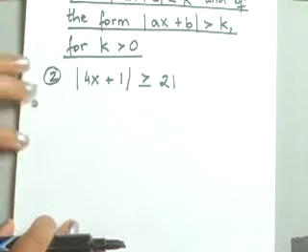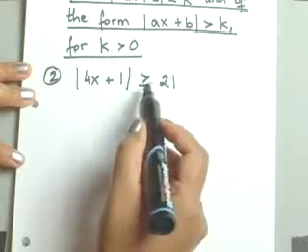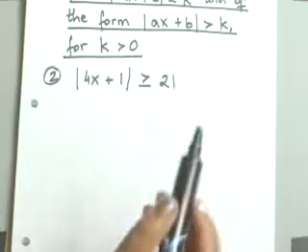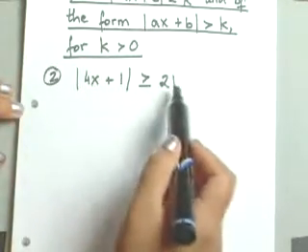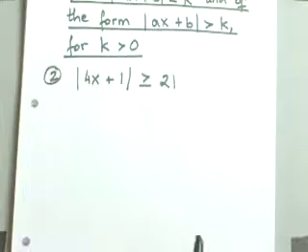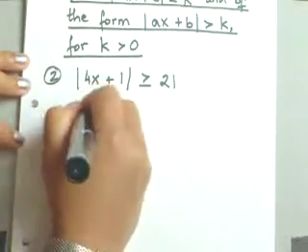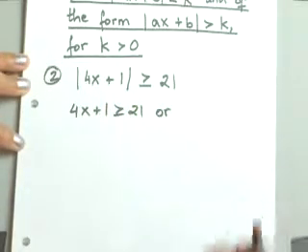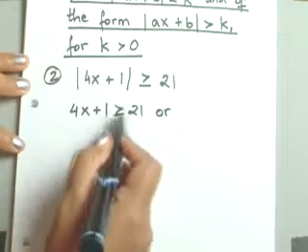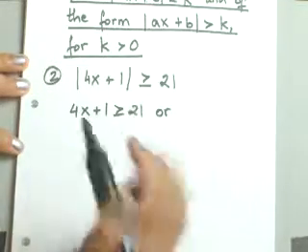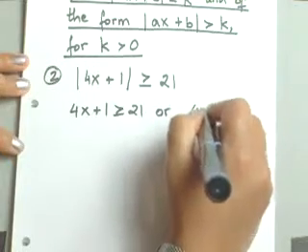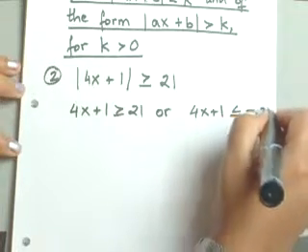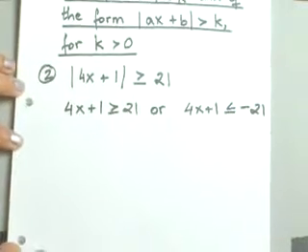Now, the first thing you need to realize is this is the greater than or equal to inequality, which means that the distance of this expression has to be more than 21 on both sides of 0. When you set this up, you will set this up as the OR compound statement. Okay, so 4x plus 1 can be greater than or equal to positive 21 on the positive side of 0, or 4x plus 1 can be less than or equal to negative 21 on the negative side of 0.